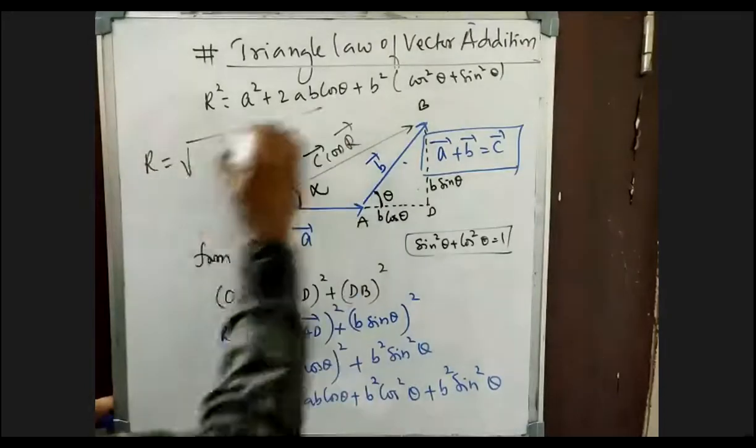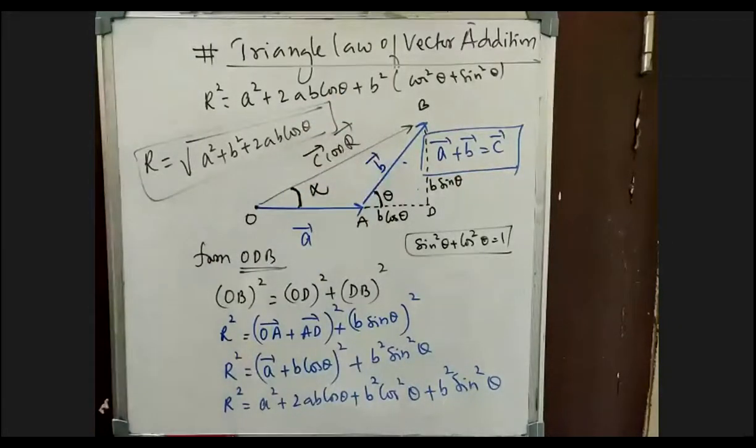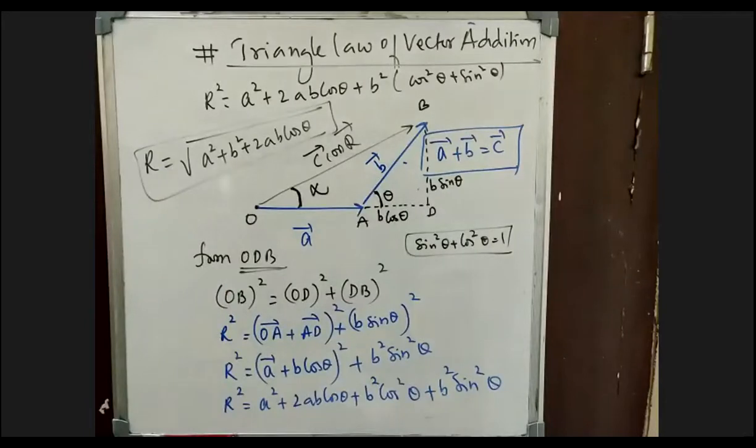So the answer is R equals under root of A square plus B square plus 2AB cos theta. So this is the magnitude. How do you calculate it? When two vectors are inclined at an angle theta, the resultant is given by the formula R equals under root of A square plus B square plus 2AB cos theta. Is that clear for everyone?